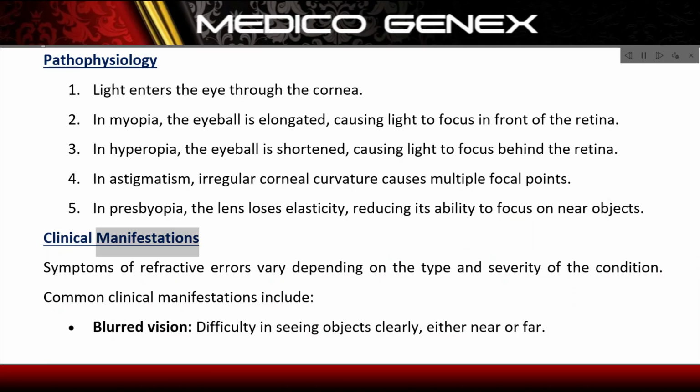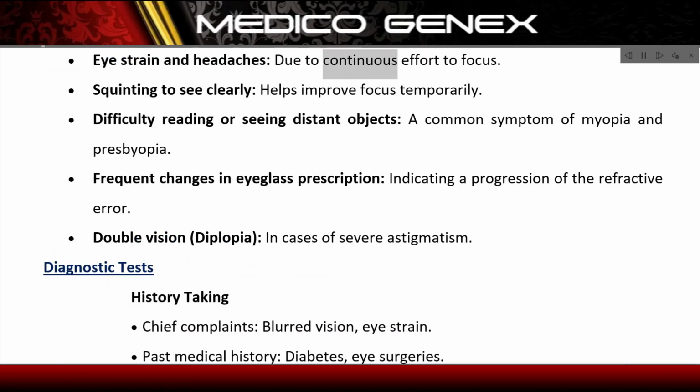Clinical manifestations. Symptoms of refractive errors vary depending on the type and severity of the condition. Common clinical manifestations include blurred vision, difficulty in seeing objects clearly, either near or far. Eye strain and headaches, due to continuous effort to focus. Squinting to see clearly, which helps improve focus temporarily. Difficulty reading or seeing distant objects, a common symptom of myopia and presbyopia. Frequent changes in eyeglass prescription, indicating a progression of the refractive error. Double vision, diplopia, in cases of severe astigmatism.